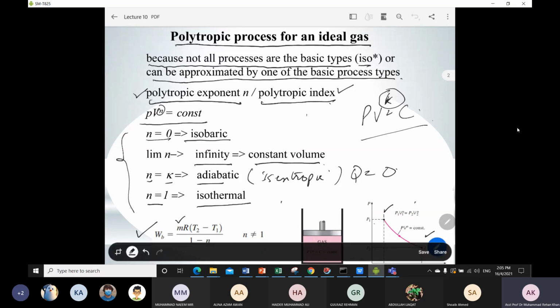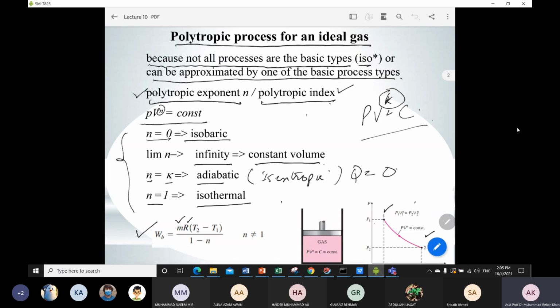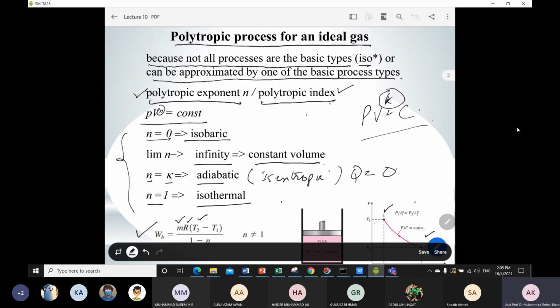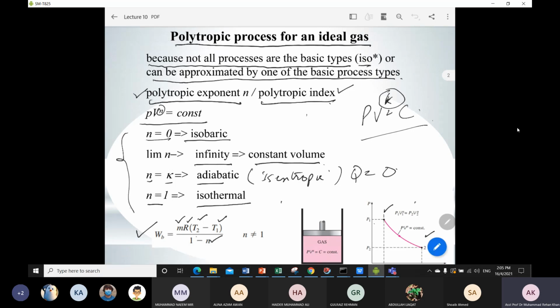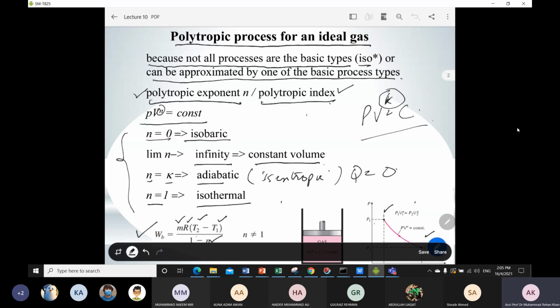m is the mass of the working fluid, that is the air. R is the gas constant for whichever working fluid you use. T2 is your final temperature, T1 is your initial temperature, and 1 minus n involves your polytropic exponent. This n value is given to you in your problem statement.